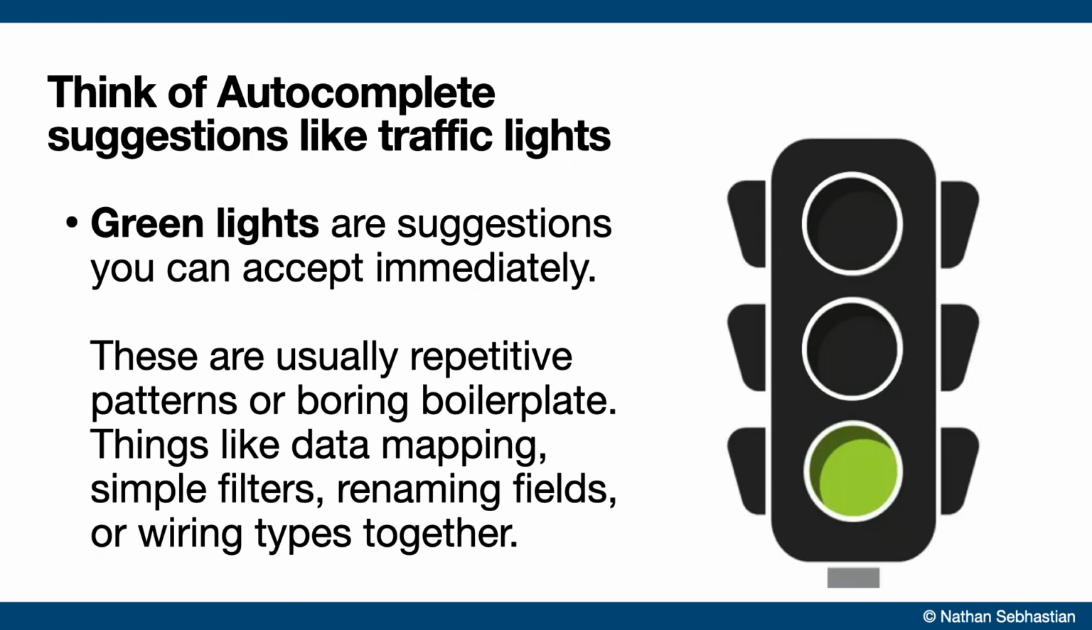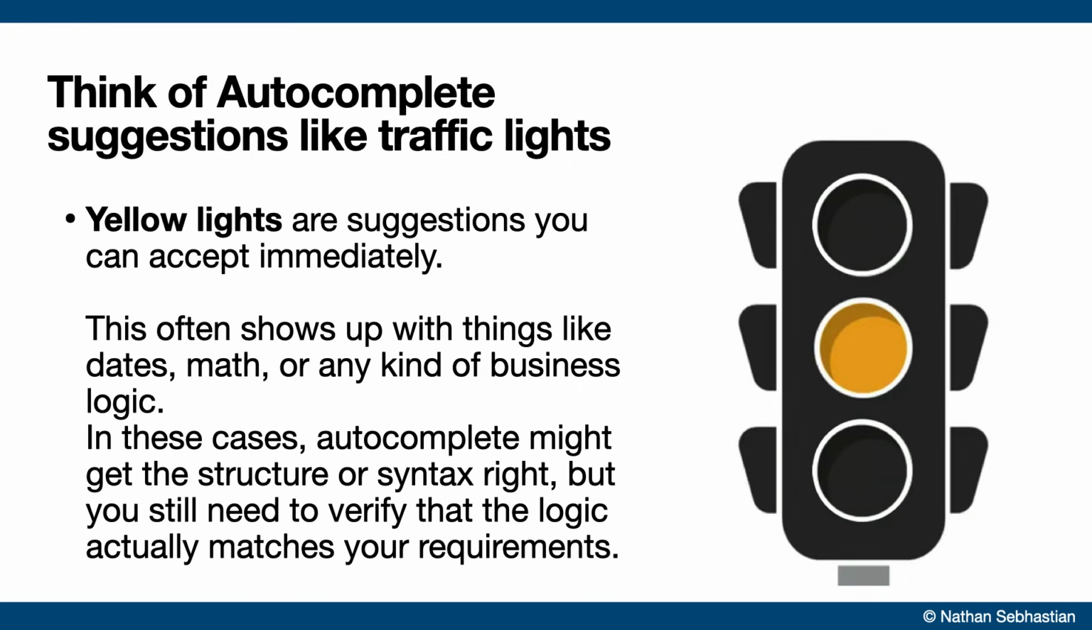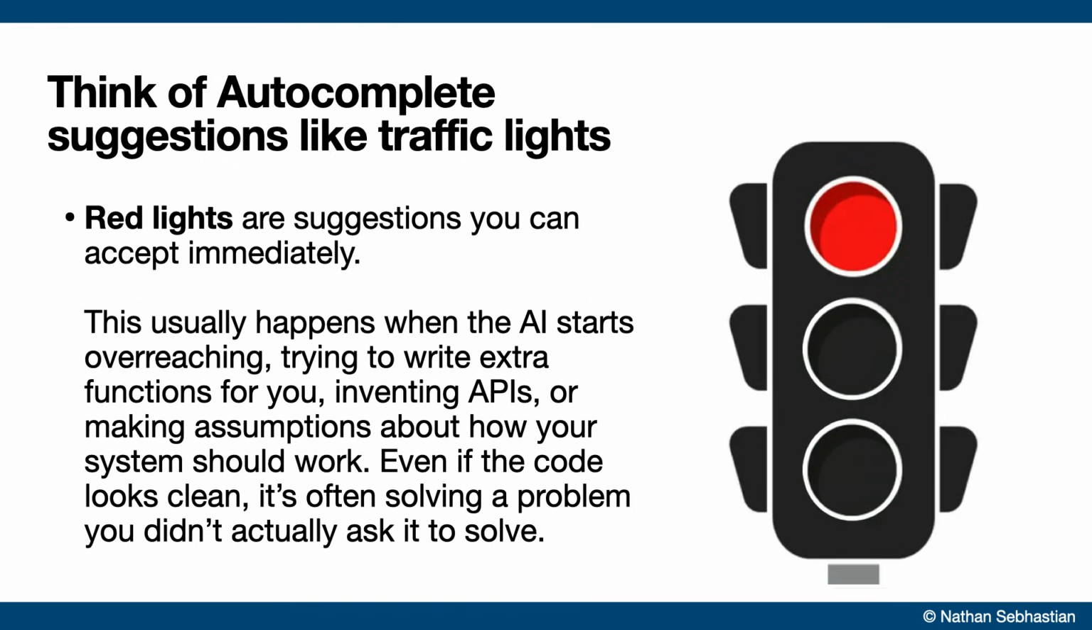Green lights are suggestions you can accept immediately. These are usually repetitive patterns, things like data mapping, simple filters, renaming fields, or wiring types together. Yellow lights are suggestions where you slow down and read the code carefully before accepting it. This often shows up with things like dates, math, or any kind of business logic. In these cases, autocomplete might get the structure or syntax correct, but you still need to verify that the logic actually matches your requirements.